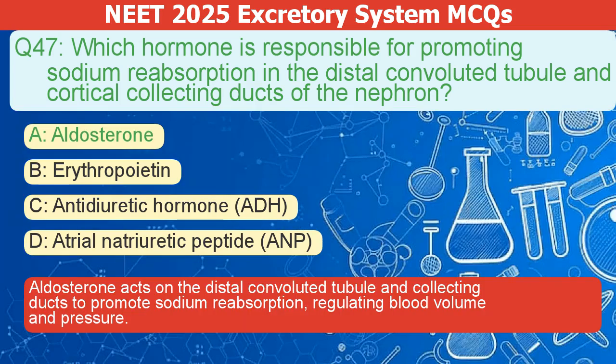The correct answer is A. Aldosterone acts on the distal convoluted tubule and collecting ducts to promote sodium reabsorption, regulating blood volume and pressure.